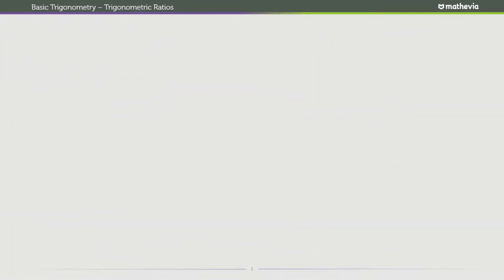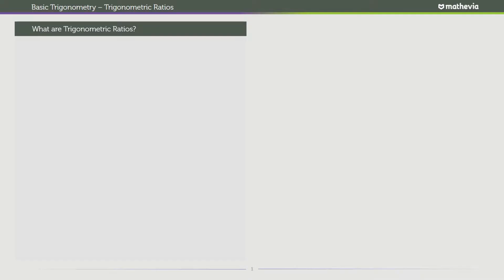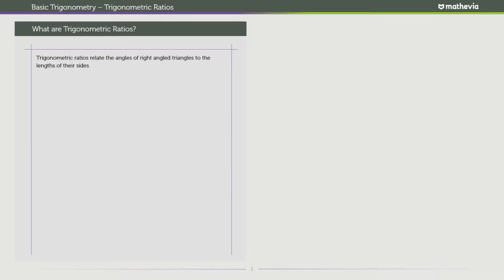So, trigonometric ratios. Now, what exactly are trigonometric ratios? Trigonometric ratios relate the angles of right angle triangles to the length of their sides.